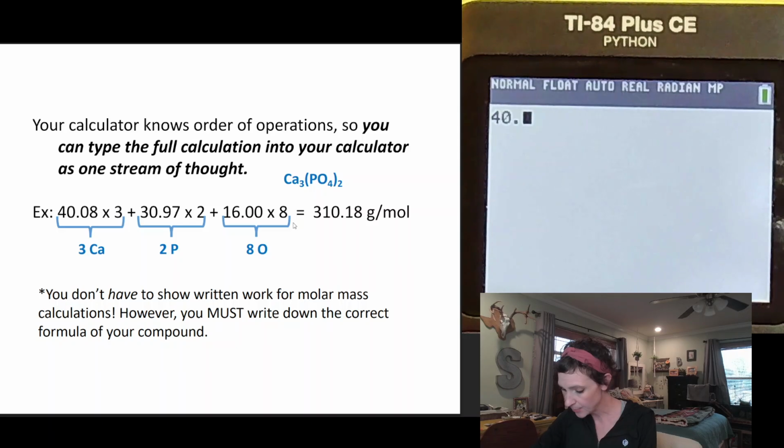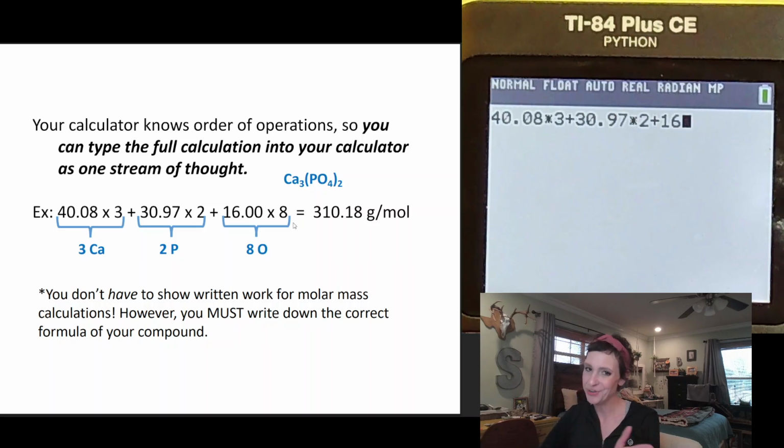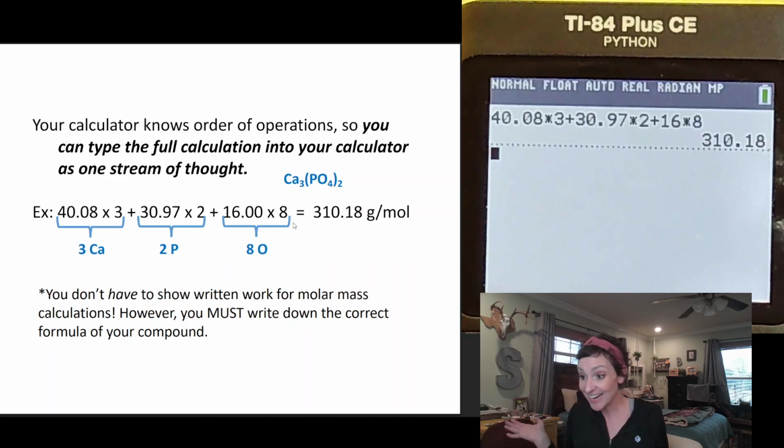So I got 40.08 times 3 plus 30.97 times 2 plus 16. And yes, you guys, you do not have to type in the decimal 00, but I put it in there on my work shown for this specific example so it looks a little bit more familiar as a molar mass with 2 places past the decimal. I will not see the work in your calculator, so you don't have to show the 2 zeros there. Okay, times 8. All right, let's see. Woo! All right, so it works every single time.